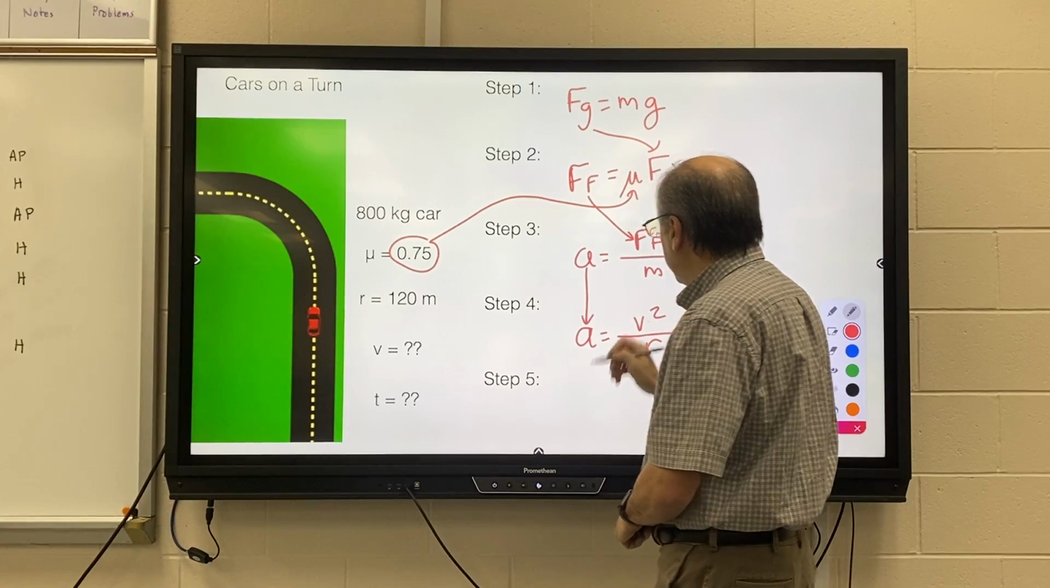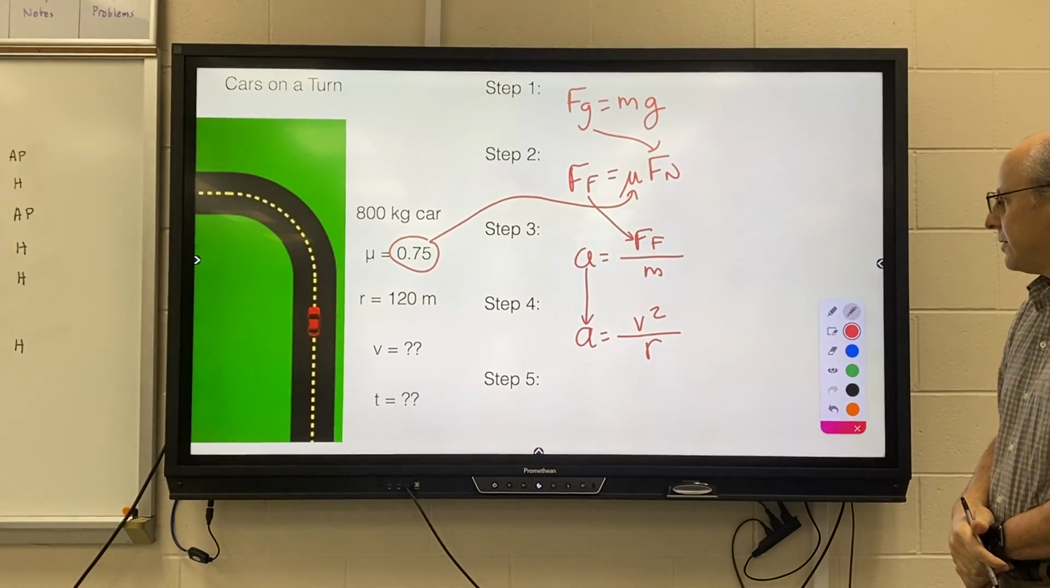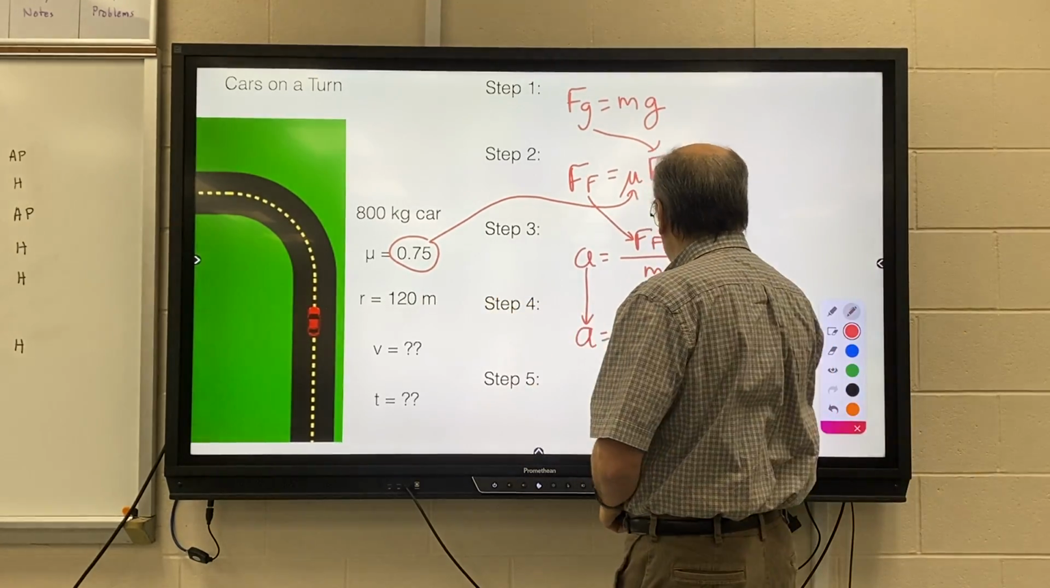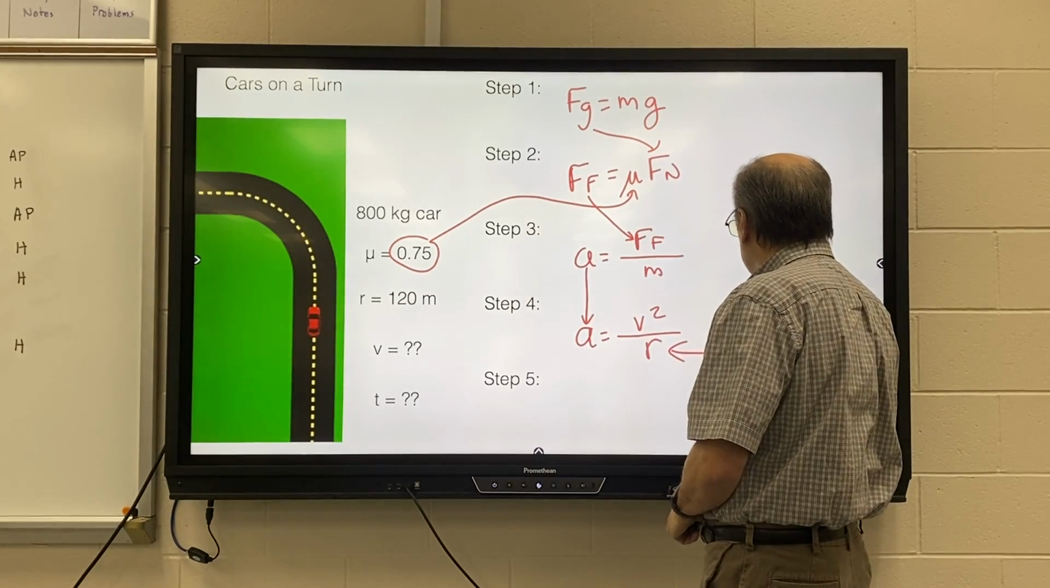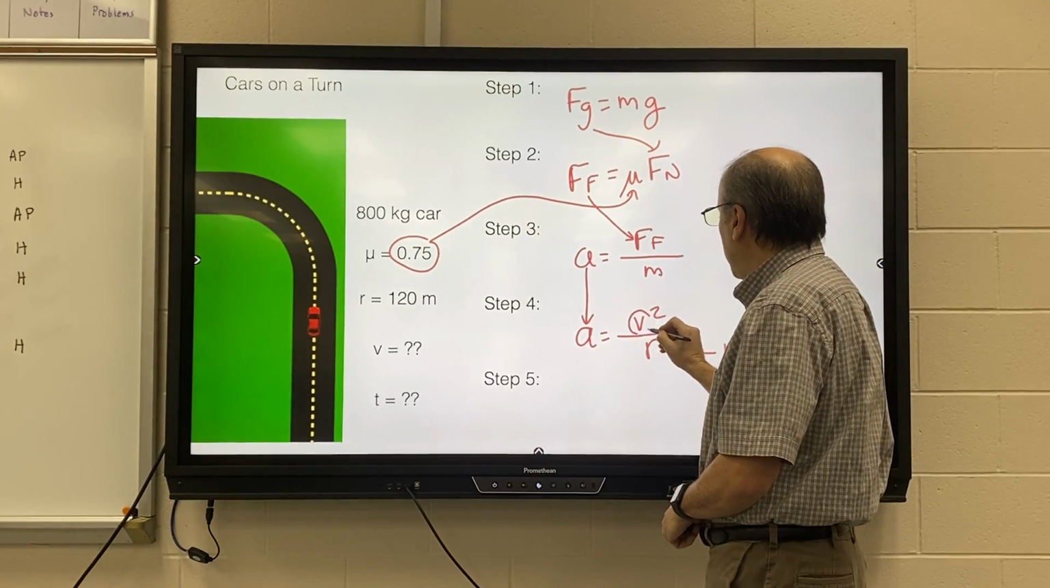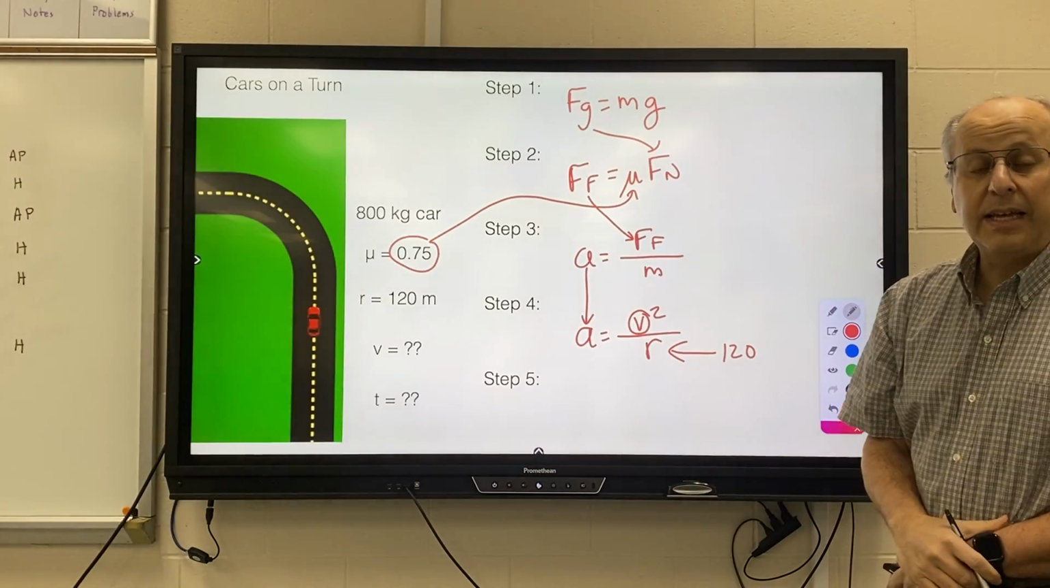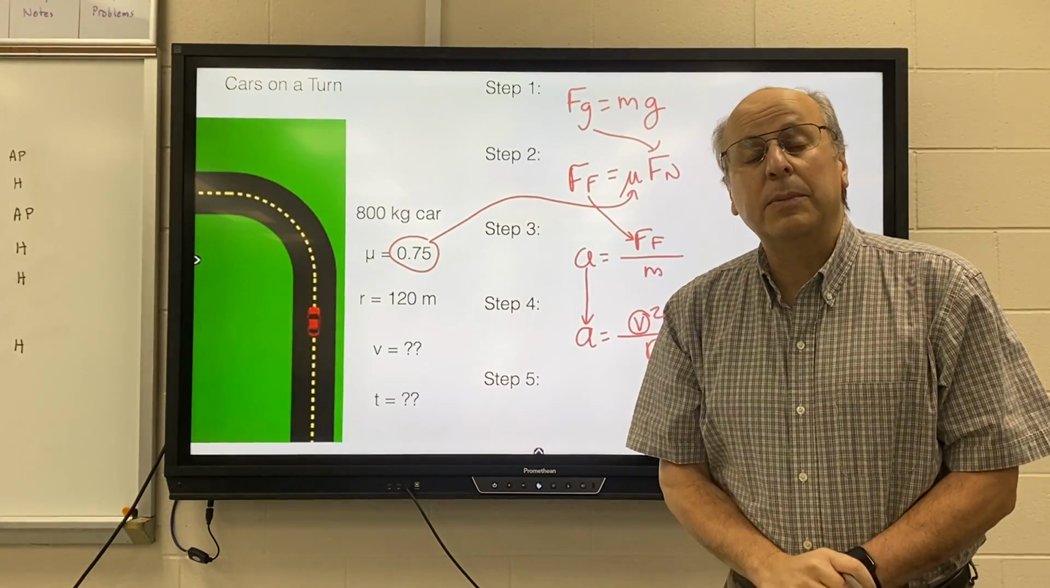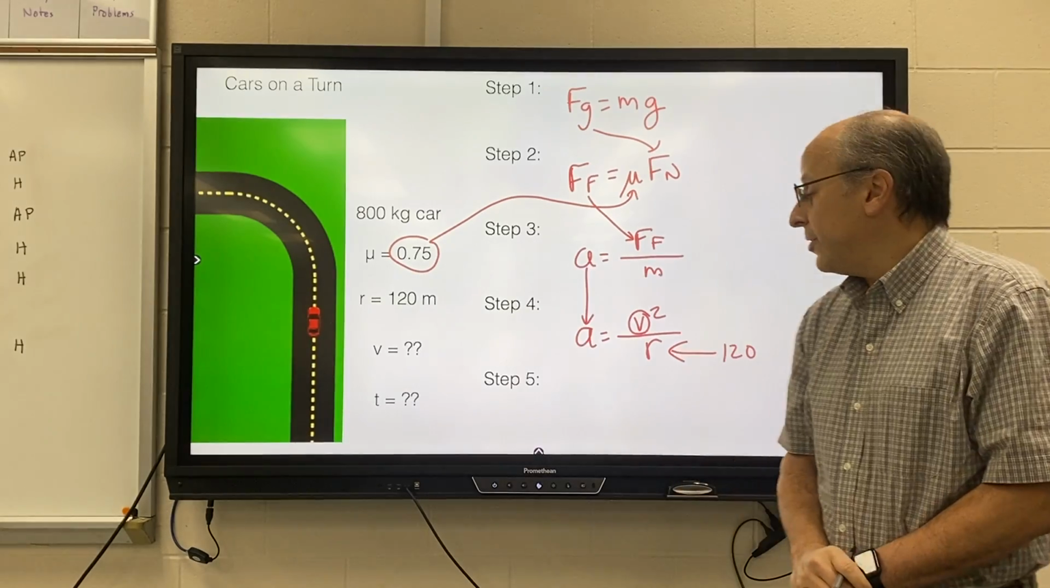Take your acceleration, put it in here, plug in the radius of your turn down here, and you're going to solve for the velocity. That velocity will be the maximum speed you could go around that turn.